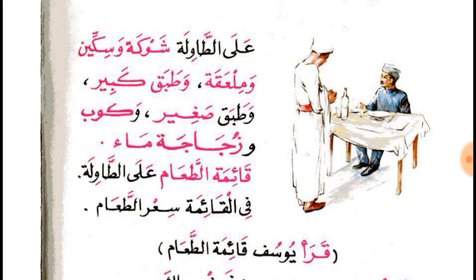Start reading from there. Alat tawila, on the table. Shauka means fork, wasikin means knife, wamillaka means spoon. And spoon. Watabak kabir, a big plate and a big dish. Large dish, big plate. Kabir means large.